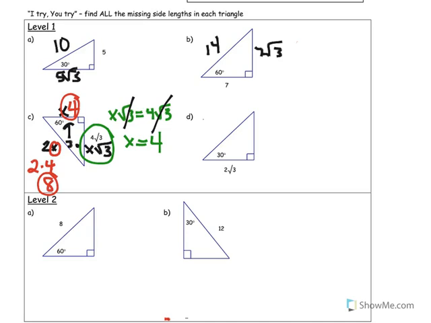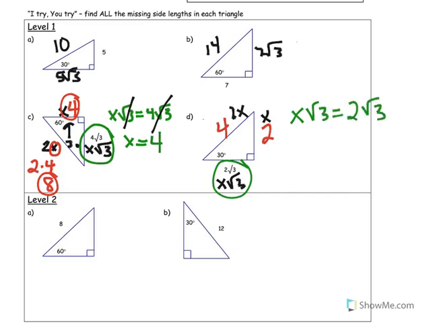All right? Pause the video and try example D. All right, in example D, you should have gotten your answers as 2 and 4. So you should have labeled your sides: across from the 30 is x, x root 3 across from the 60, and 2x. Set up the equation x root 3 equals 2 root 3. Recognize that the root 3's when you divide will cancel, and you'll get x is 2. Plug in and do x is 2 here, and then 2 times 2 is 4, and get the hypotenuse.